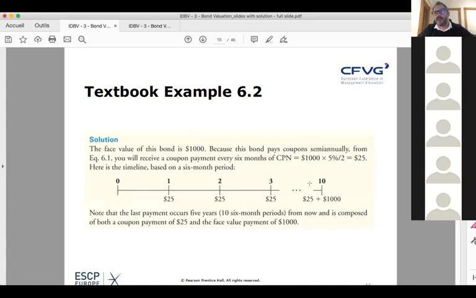And the last time, on period number 10, you will receive one unique cash flow, which is the face value of the bond. Okay, so this is how we can summarize the cash flows of a bond.